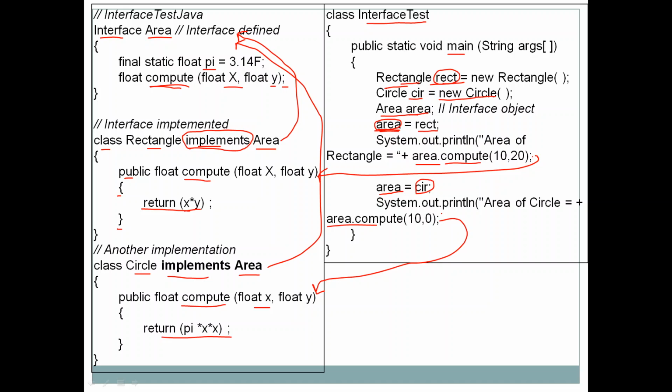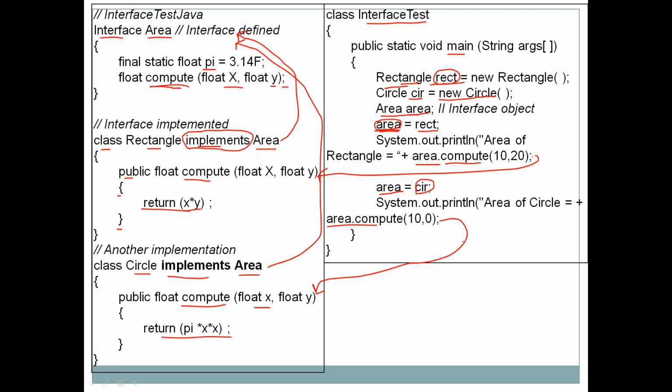Okay, so this program simply explains how an interface is defined. That is the first thing. Secondly, how a class can inherit the interface. That is the second thing. And lastly, how we can access the methods of an interface, that we have studied in this particular program.